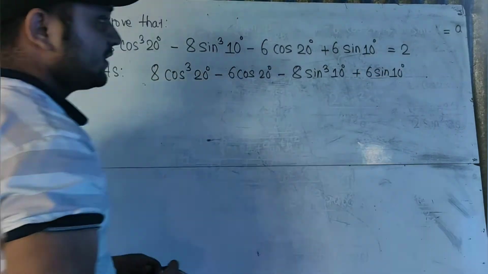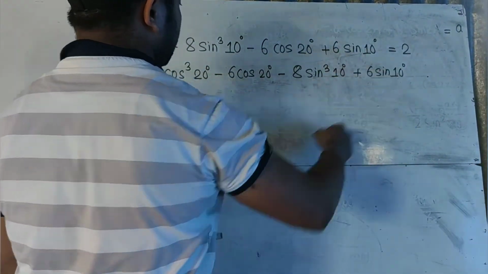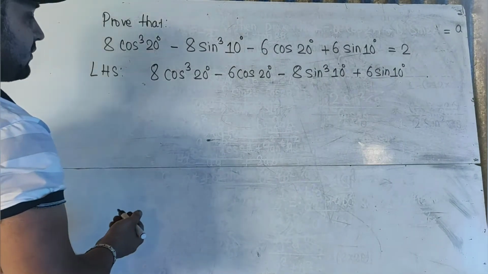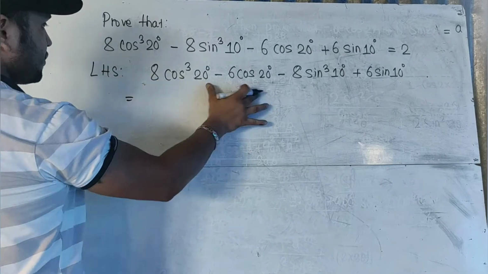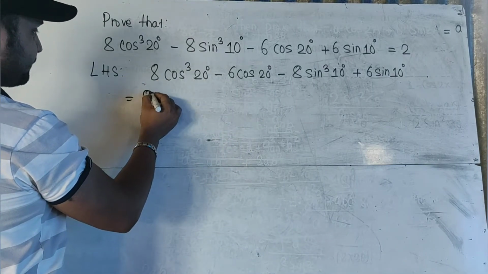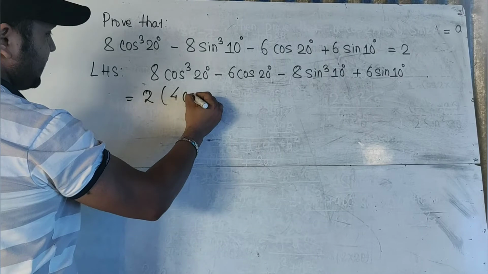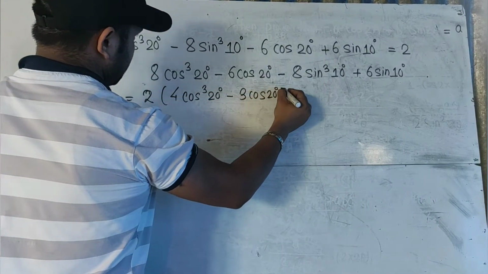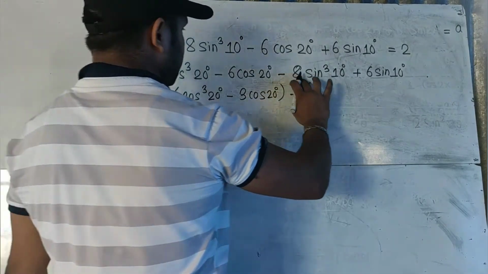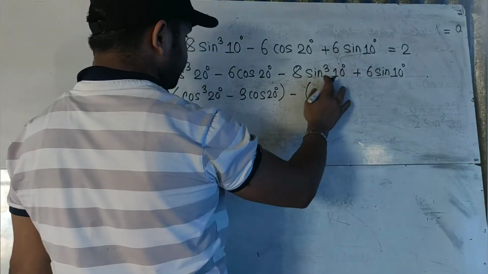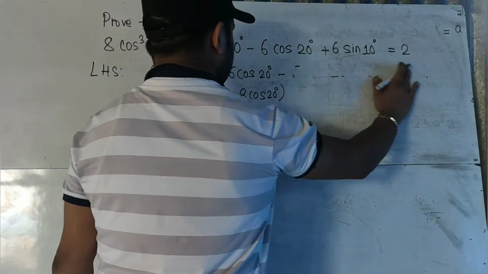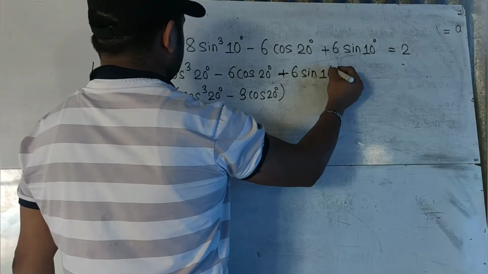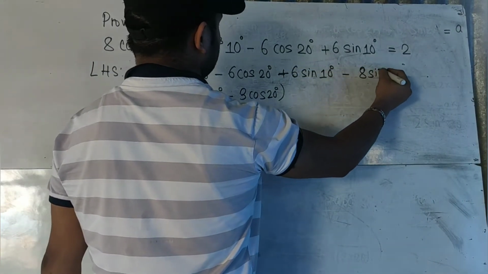Now it will be easy for us if you write the 6 earlier and 8 later on. If you do that, then it will be easy for us to put the formula. Anyway, we will start the problem as we have done. From these two terms, we will take 2 common. When we take 2 common, you have here 4 cos cube 20 degree minus 3 cos 20 degree. So now minus. So when you write into minus, you have to change their position. Or you can simply arrange the form in this way. We can write here plus 6 sine 10 minus 8 sine cube 10.